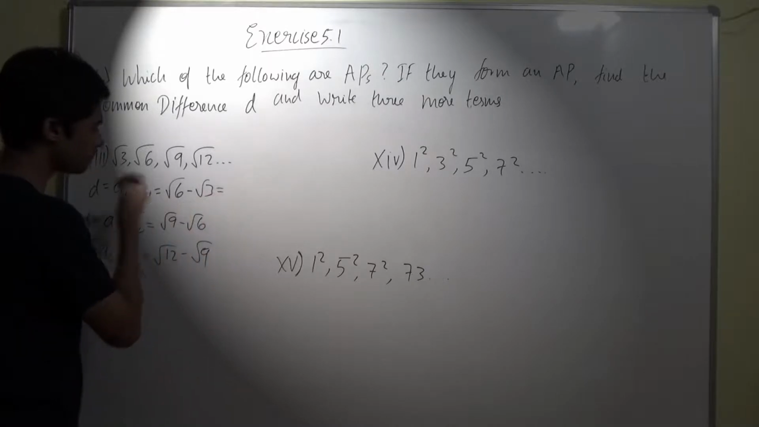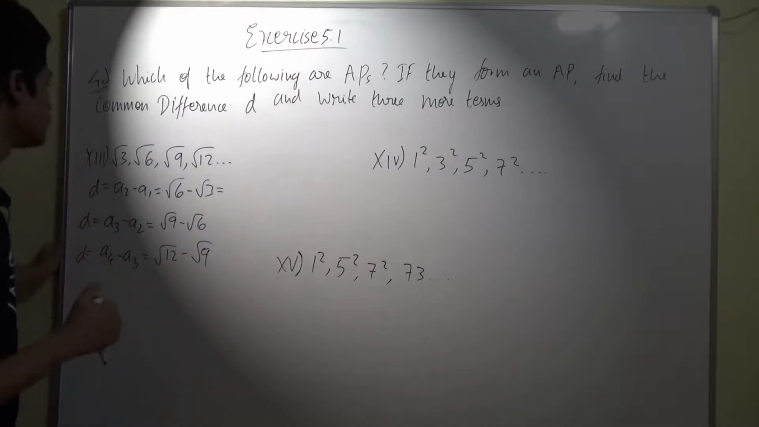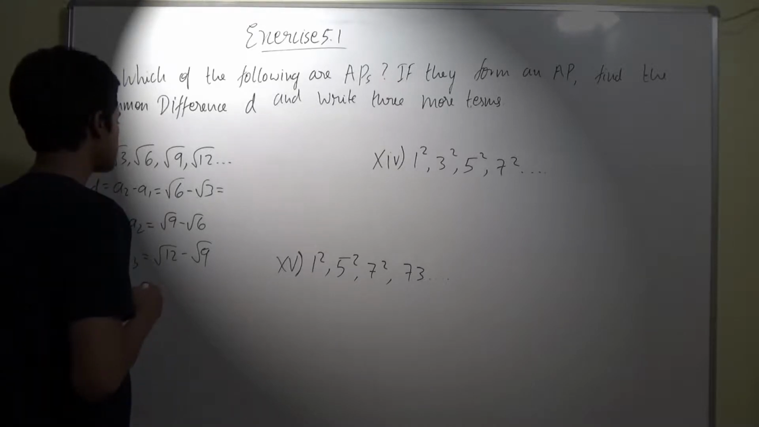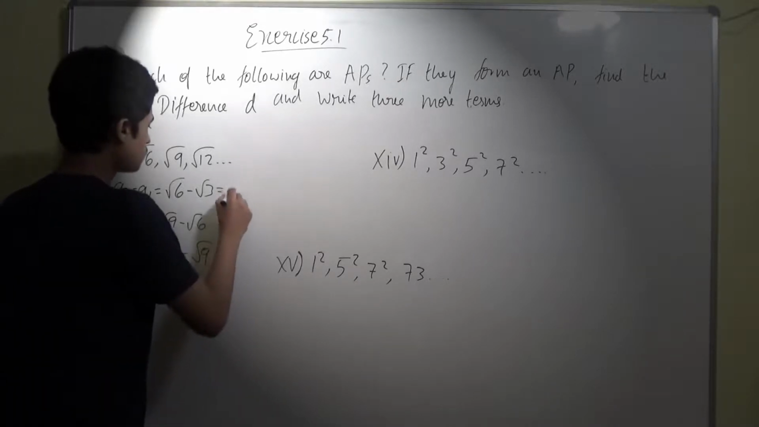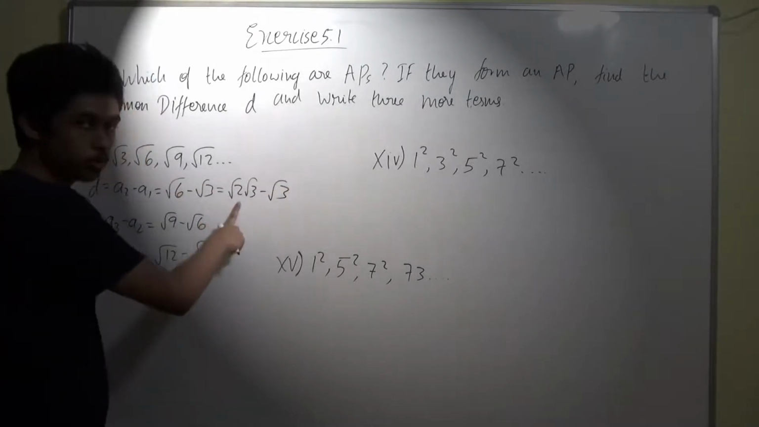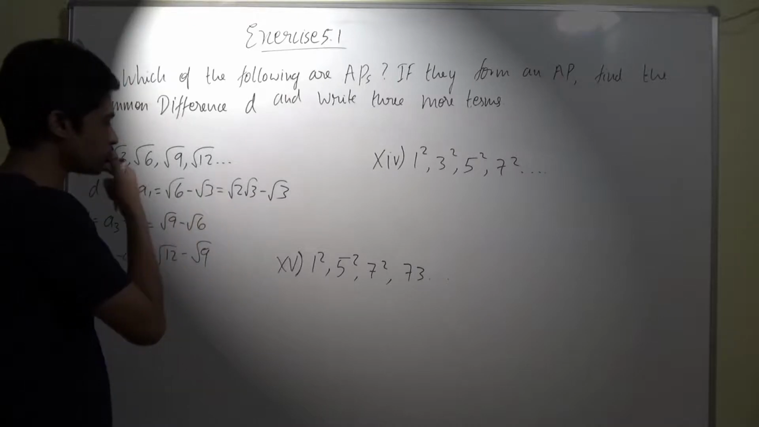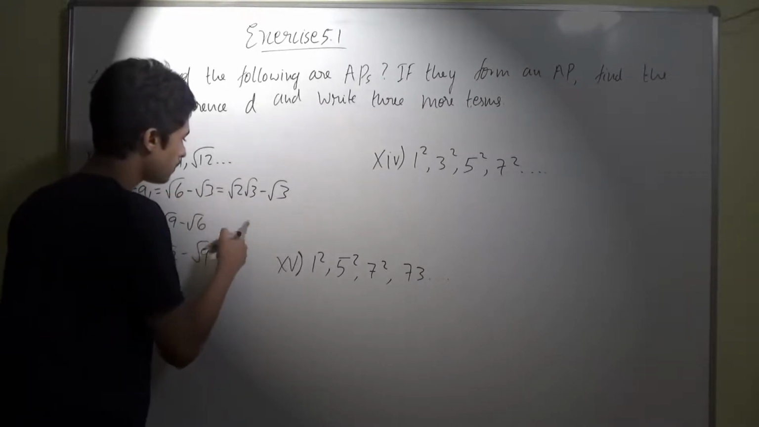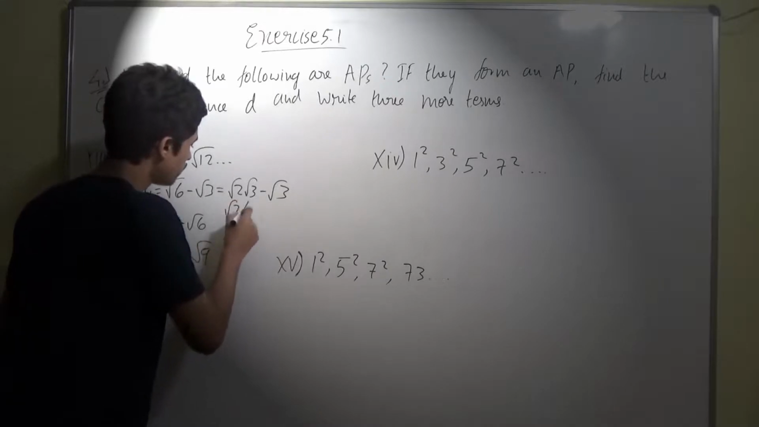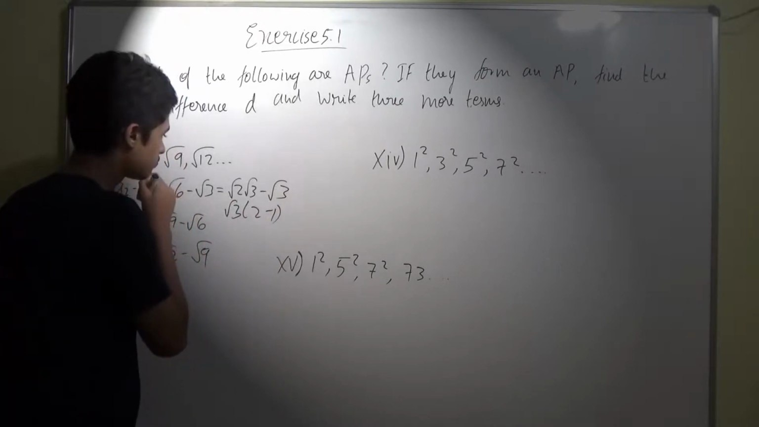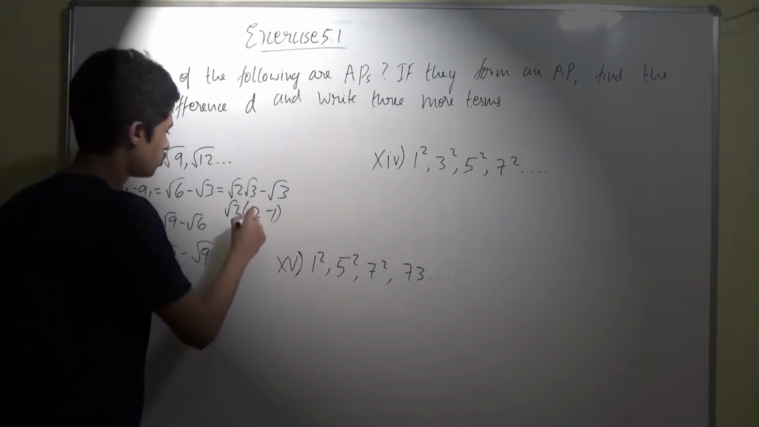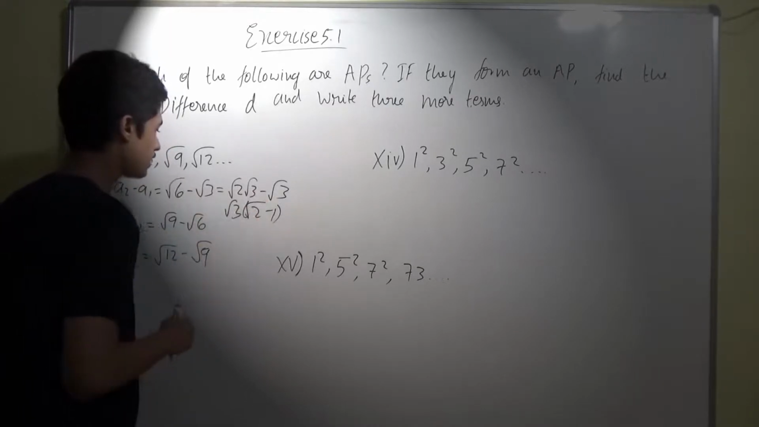So this is going to become like, this you can write as root 2 root 3 minus root 3. Getting it guys? Root 2 into root 3. Root 6 I have written as root 2 into root 3. So this will become like root 3 in common, 2 minus 1. Root 3 in common, root 2 minus 1. Getting it guys?